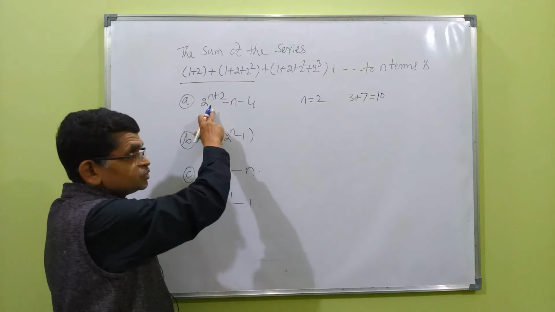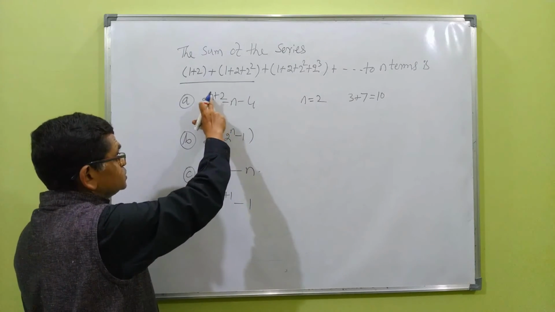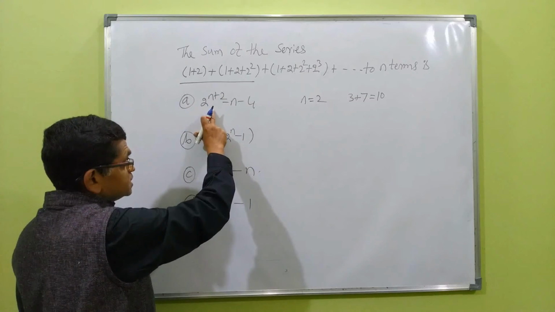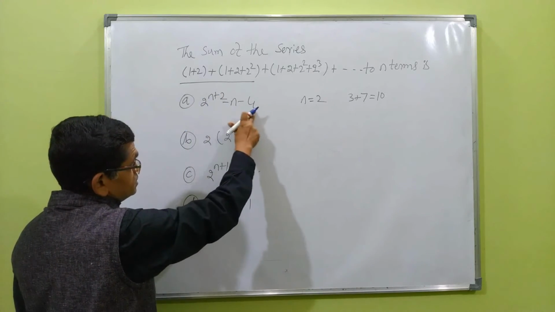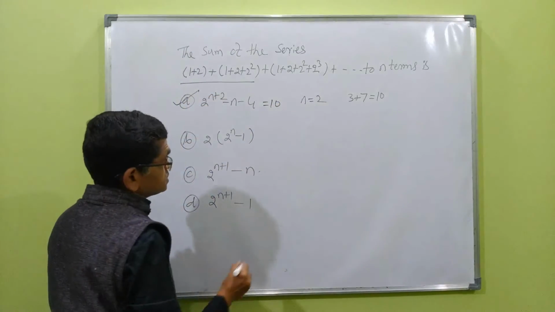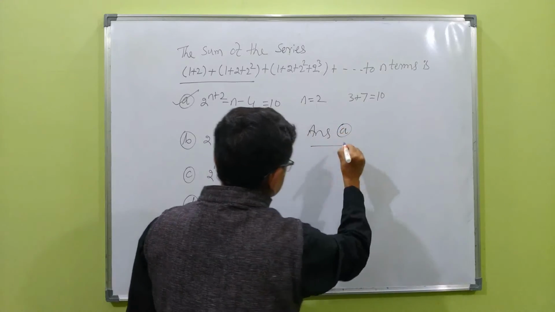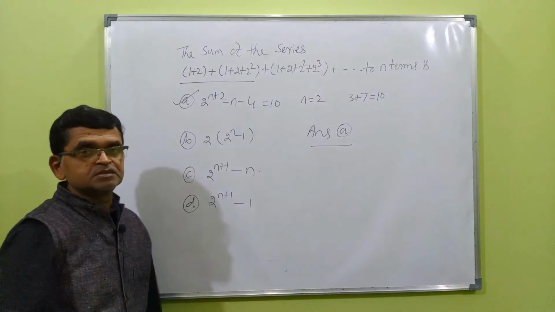Put n is equal to 2 and verify the answers. N is equal to 2 means this is 2 to the power 4, that is 16, minus 6, that is 10. So A is the correct answer. Answer is A. You need not check the other options.